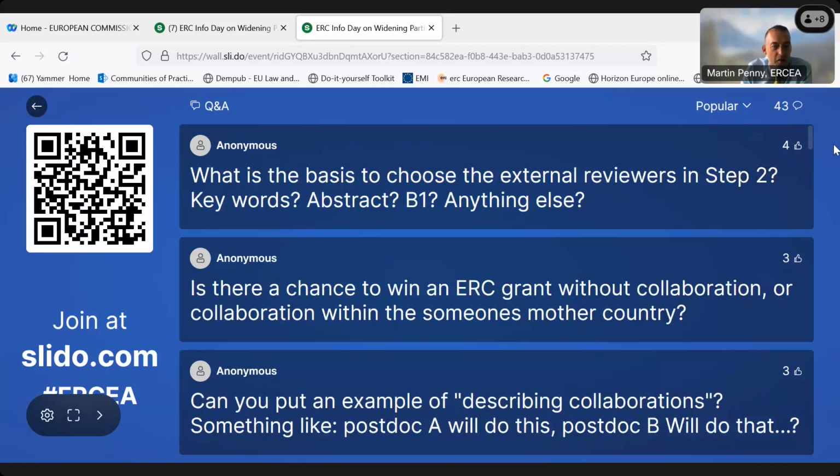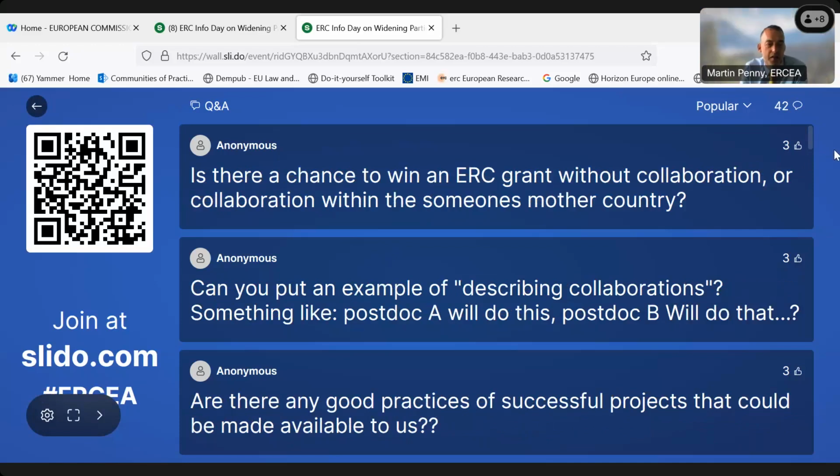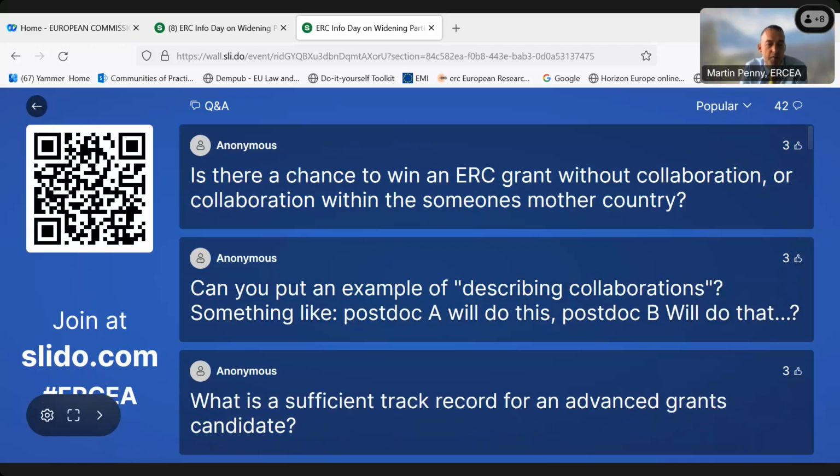Then a very interesting question, if I come to you, what's the basis that the external reviewers in step 2 are chosen on? Keywords, abstract, B1, what else? Well, at that point, they have really read the B1 very, very carefully. So what they try to do is that they really want to find external reviewers from all different sides of the project, and they look at the people that you have referenced. They have looked at who are also the top people in the field, and I think I am allowed to say we have an IT tool called Profi that is helping them also find these remote reviewers. Thanks. Then a question on collaboration. Is there a chance to win an ERC grant without collaboration or collaboration within somebody's own country?